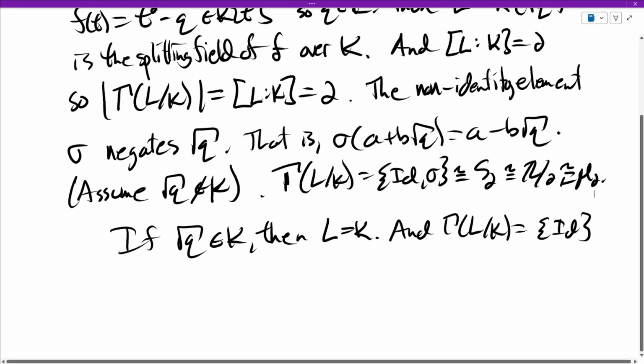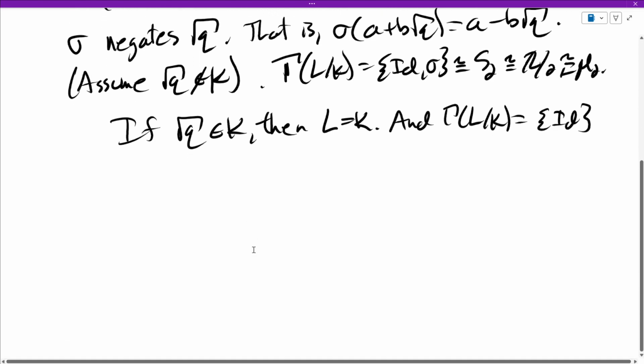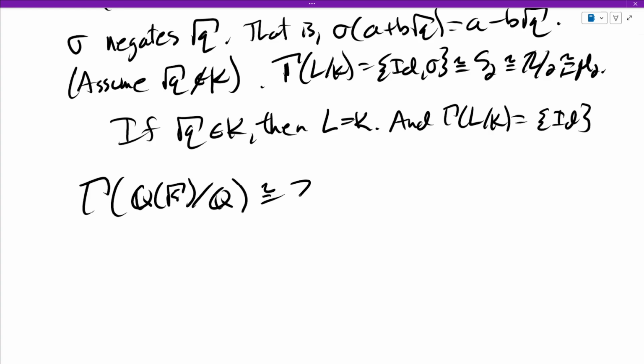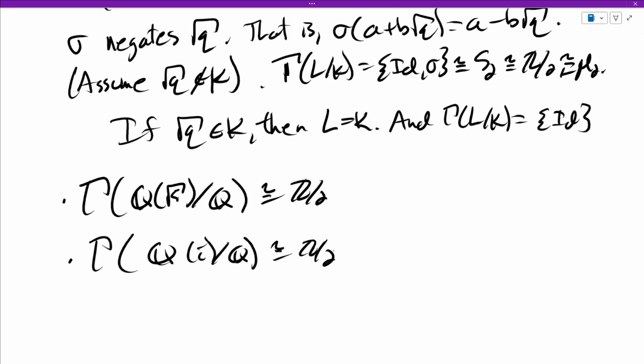Okay, so what are some examples of this? Well, of course, some of the extensions that we've seen, for example, Q adjoin the square root of 5 over Q, we know that the square root of 5 is not a rational number, so the Galois group is Z mod 2. I'm going to choose to write it that way. The Galois group of, let's say, Q adjoin i over Q is Z mod 2.